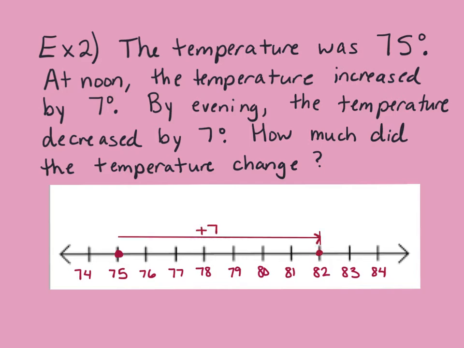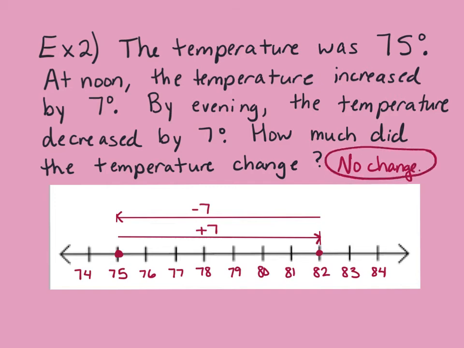Then we arrive at 82 degrees, and then we can do another arrow going 7 units to the left to show a decrease of 7 degrees. And when we go 7 degrees to the left, it arrives back at 75 degrees. So from where the temperature started to where the temperature ends, the temperature changed 0 degrees. There was no change. One explanation of this is that 7 and -7 are opposites. So the result is 0.